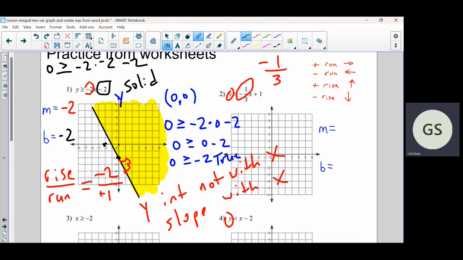If I do the math on that, I'll just write it over here to the right. I get 0 is greater than or equal to positive 2. Because negative 2 times negative 2 is positive 4. Positive 4 subtract 2 is 2. You can do it in your calculator if you want to check that. So that does not work. That is false. 0 is not greater than or equal to positive 2. So that point did not work, and it shouldn't have worked because we had already determined the other side was the solution side.